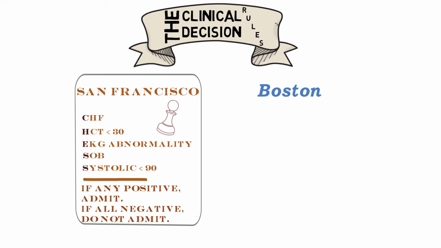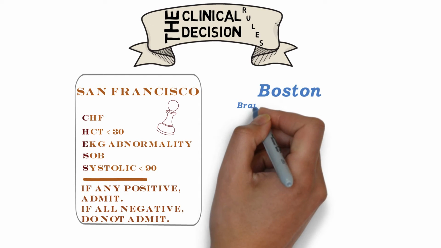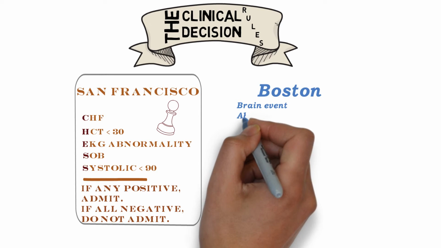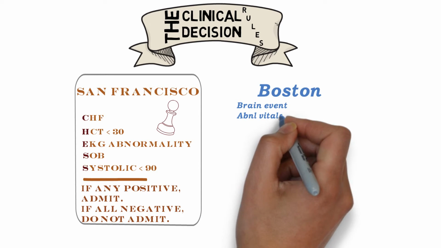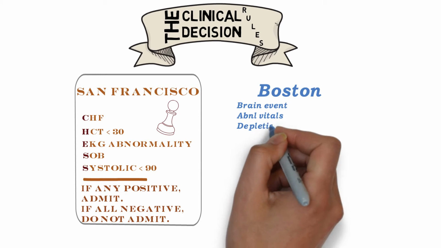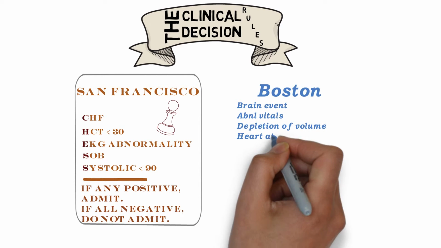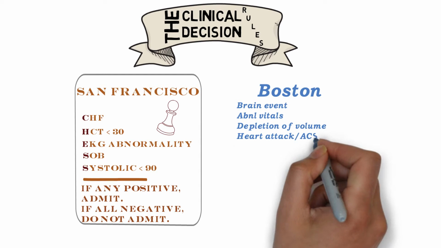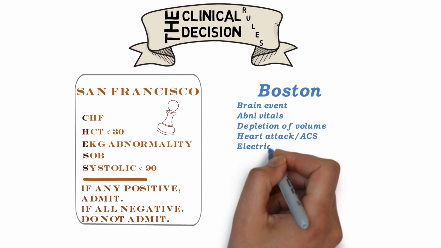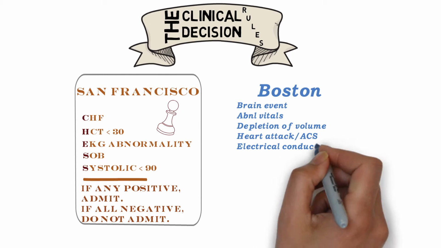Next, the Boston rule. The Boston rule has a few more criteria, 8 total, and they can be remembered using the mnemonic bad heart. B is for brain event, or a primary CNS event. A is for abnormal vital signs. D is for depletion of volume. H is for heart attack, or ACS. E is for electrical conduction abnormality.